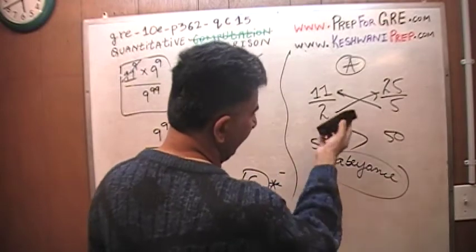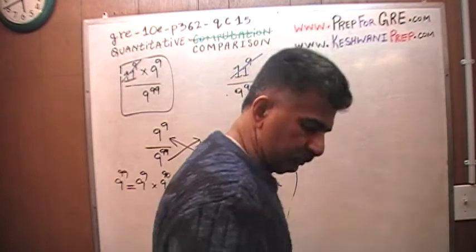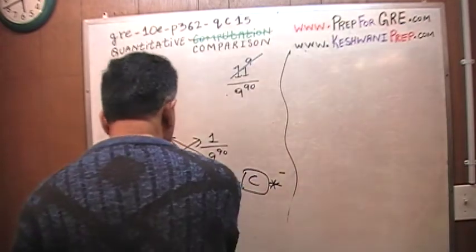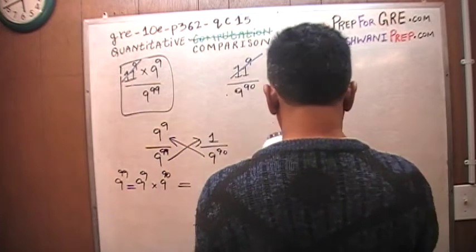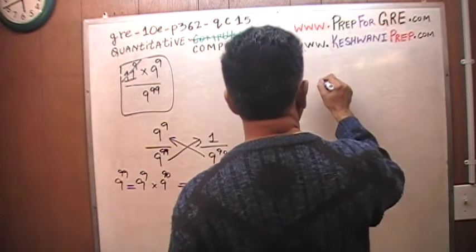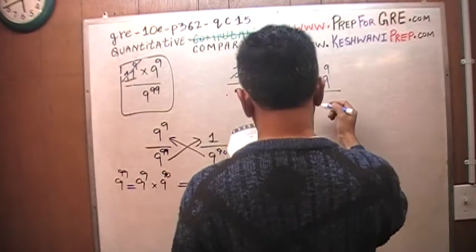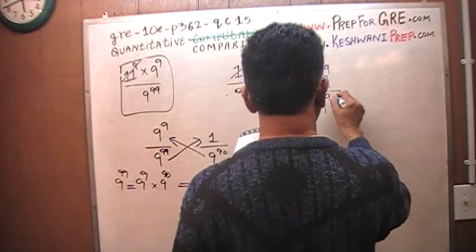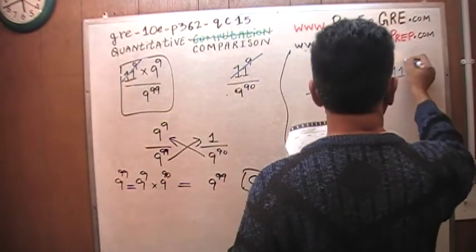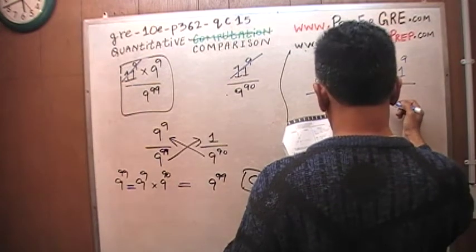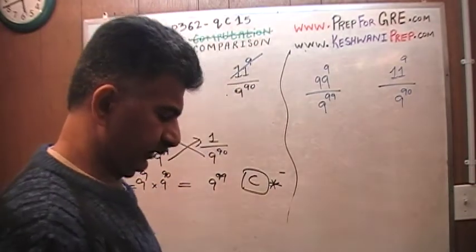This was just an example to show you that we can cross multiply. Now we're going to do the exact same problem in a little bit different way. So we have 99 raised to 9 over 9 raised to 99, and then we have 11 raised to 9 over 9 raised to 99, 9 raised to 90.